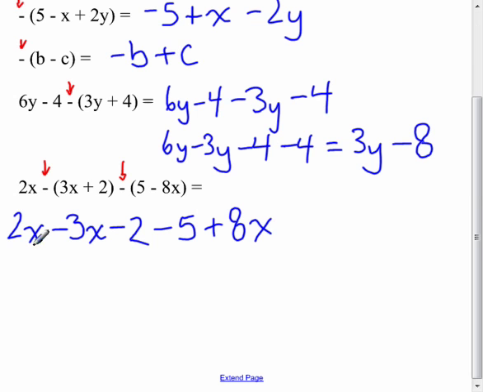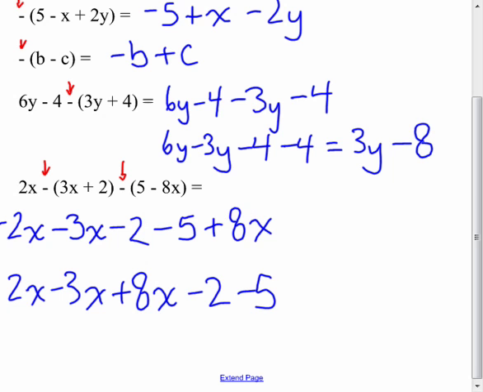Okay, so let's collect like terms. So I have a 2x, a minus 3x. Here I have a plus 8x. Notice that the sign in front of the term goes with it. And then I have a minus 2 and a minus 5. I'm just going to put my equals there because these expressions are all equal.